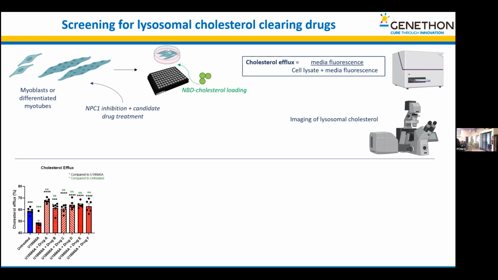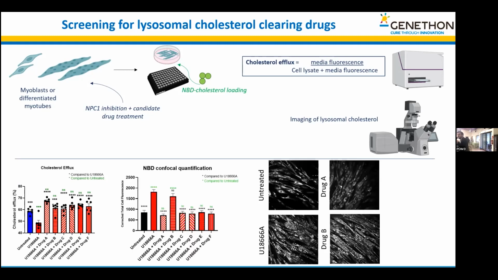So for example, here we can see the cholesterol efflux rate in normal untreated myoblasts. When we block NPC1, we see a decrease of this efflux rate, so cholesterol is getting stuck in the cells, and then we screen for some drugs that will help increase this efflux rate, so help alleviate the cholesterol trafficking within the cell. And when we check also on differentiated myotubes with confocal imaging, we can see the cholesterol charge in individual myotubes. So we can see some drugs are better than the others, for instance.